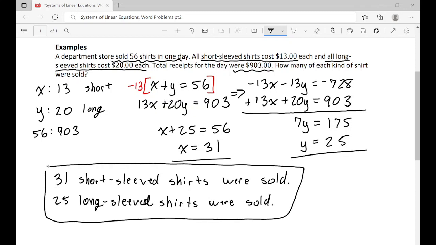And so here's my answer in context to the question, not just 25 and 31, but saying specifically what is being asked of me, how many of each kind of shirt.